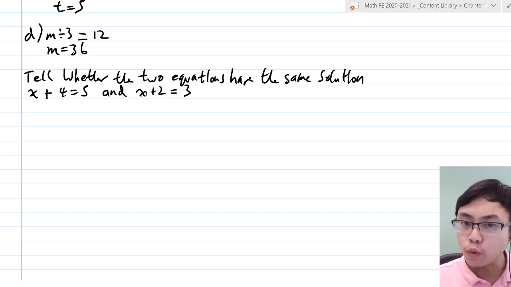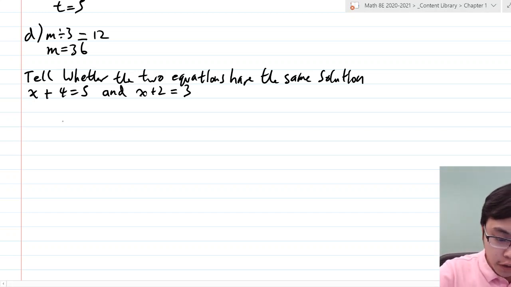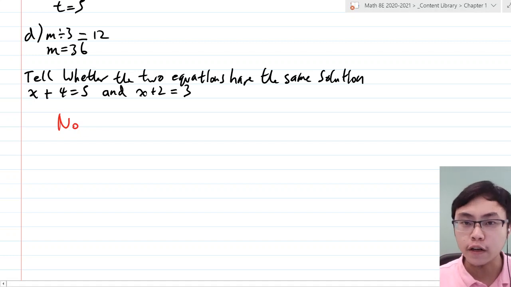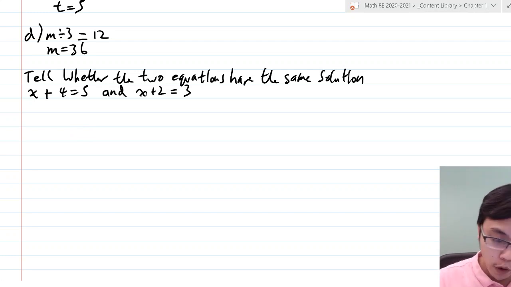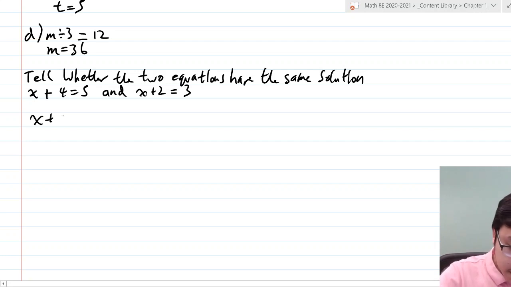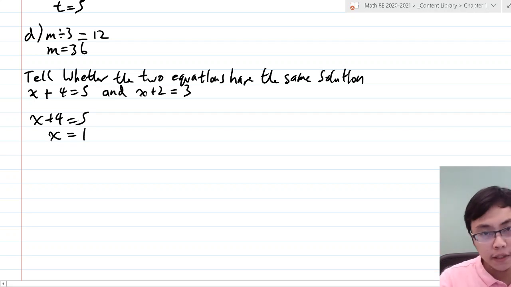So what I don't want to see is you just go, no. That's not good enough. I don't want this as a simple yes-no question. This is not a yes-no question. You have to show your work. And so what you have to do is first you solve the equation. So you want to go x plus 4 equals 5. So x is equal to 1. I did it in my head. I just write down the answer over here.